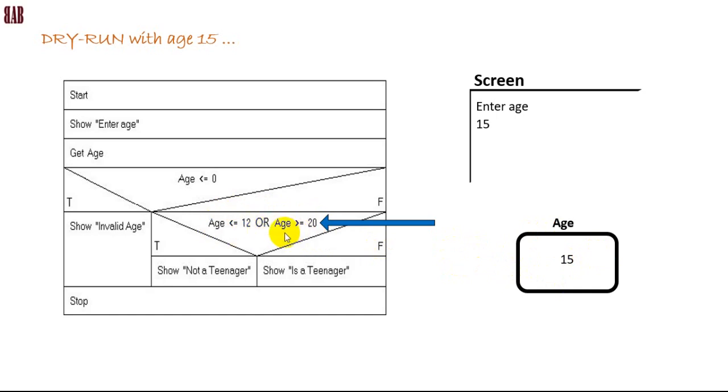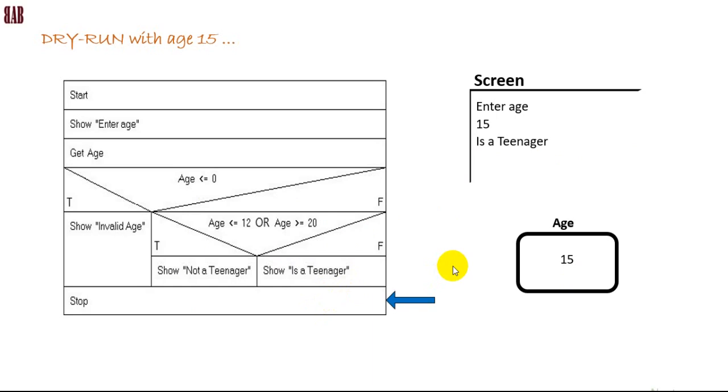Then we have the or, and then we are checking for this condition. Age greater or equal to 20. That is also false, right? It's 15 now. So this is also false. So this is false, and therefore this entire thing is considered false. So if it is false, it travels to the false side. And that's exactly what we want for 15, right? Because if it travels through this side only, it's going to print is a teenager. So show is a teenager, it displays that, and then you terminate.